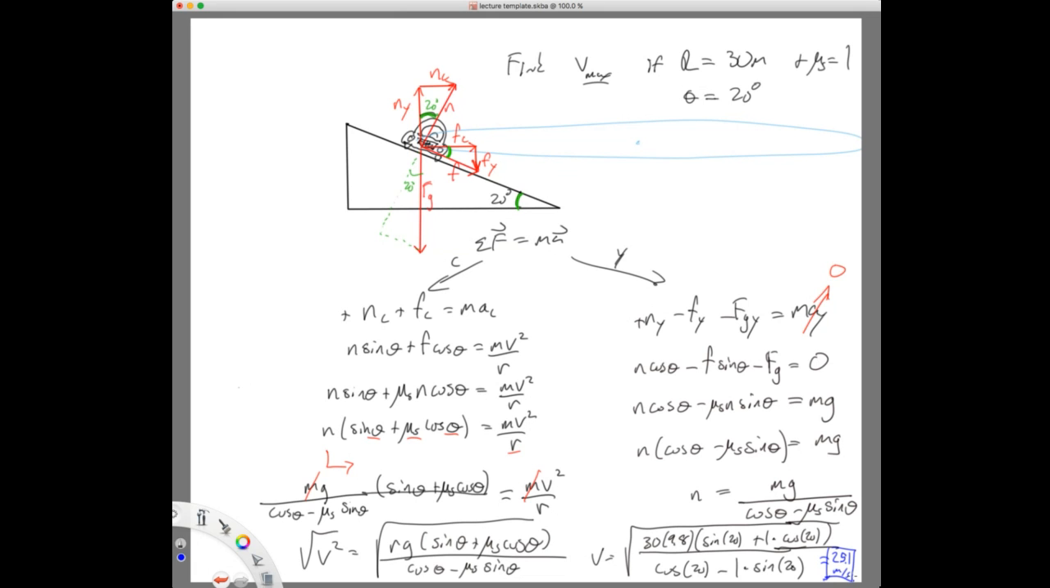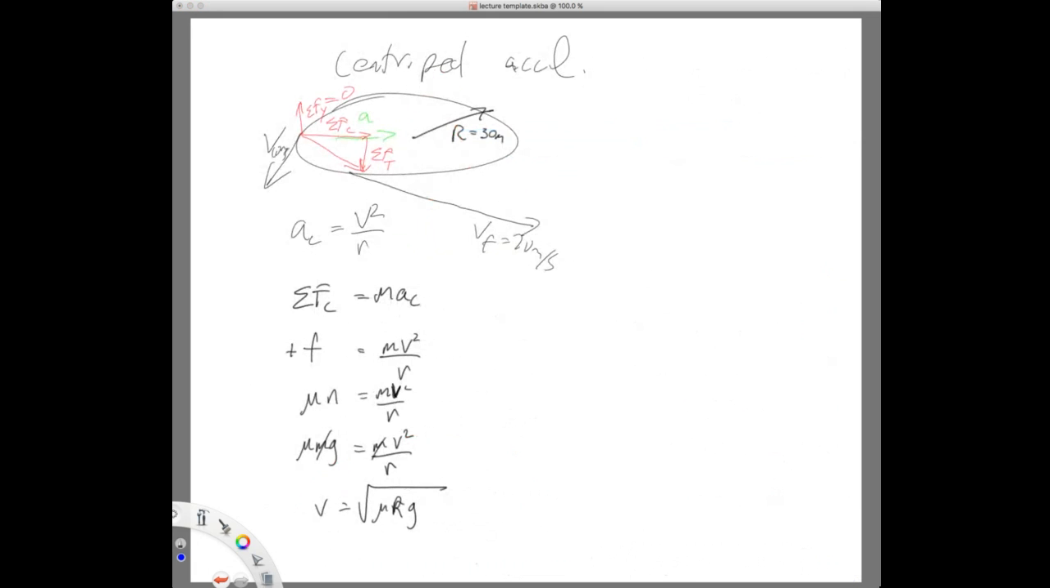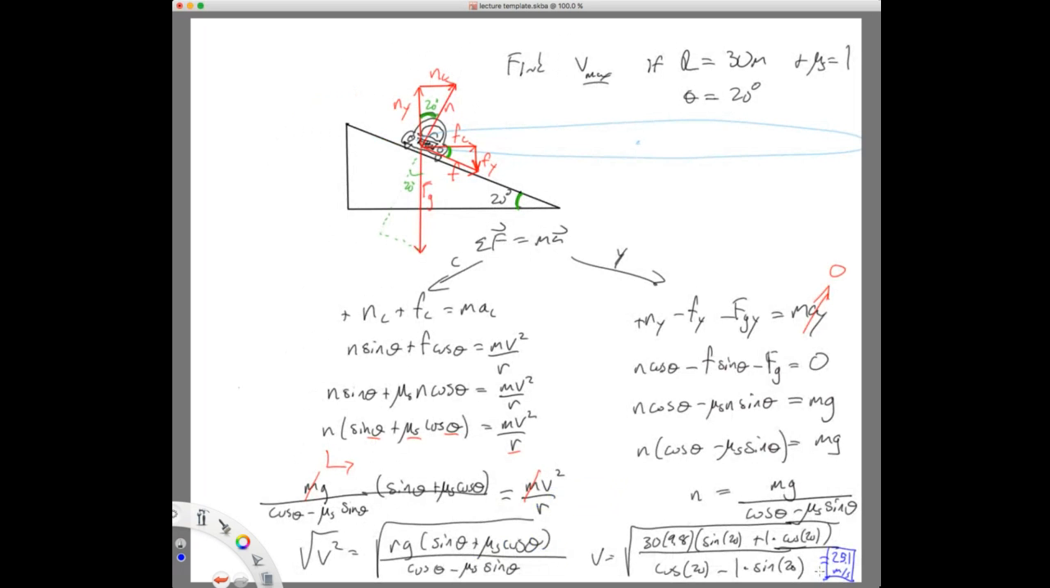So I do not recall what we got when we did this example last time. Let's see, 1 times 30 times 9.8. So that was 17.1 meters per second. So we're comparing the same size track. If I give it a 20-degree angle, our maximum speed goes from 17 up to 25 meters per second.